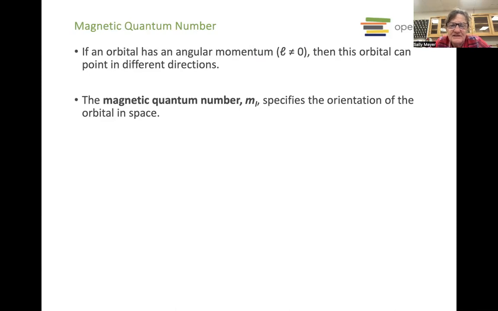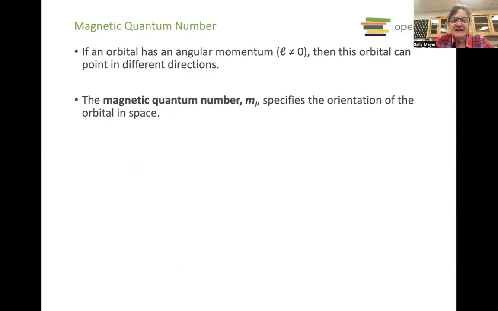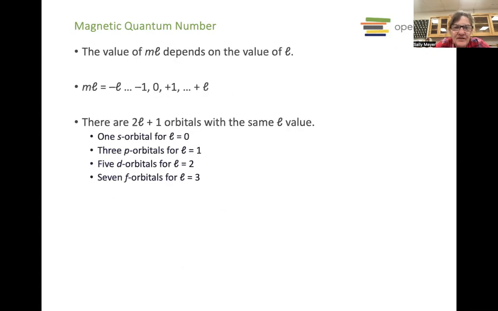If an orbital has an angular momentum L that doesn't equal 0, then this orbital can point in different directions. So if you think about that, when you're looking at the p orbitals, the second row here, they could be along the x-axis, the y-axis, or the z-axis. So there are 3 of them. And each of those will have a different quantum number called the magnetic quantum number, and that specifies which orientation the orbital has.